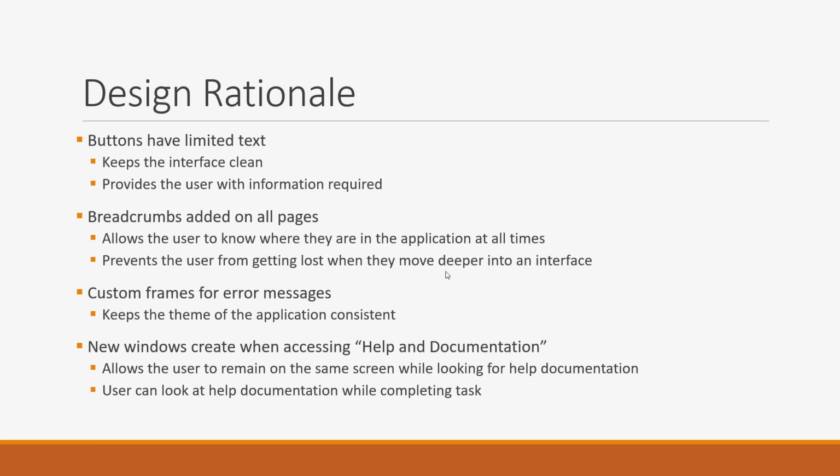Custom message boxes were created for error messages. This was done to keep the error messages consistent and customizable in the system. So it looks like the rest of the system, and it's not jarring to a user, since an error message doesn't have a completely different look. For help and documentation, a new window is created. So when you go there, a new pop-up will appear, which allows the user to remain on the same screen they were on when they accessed the help documentation. This will allow the user to look up the help documentation that they need while trying to complete a task.